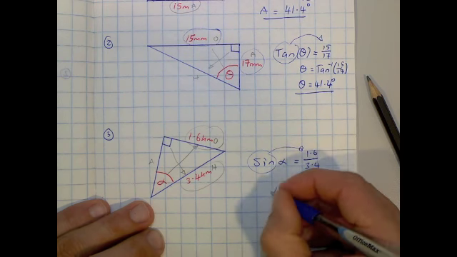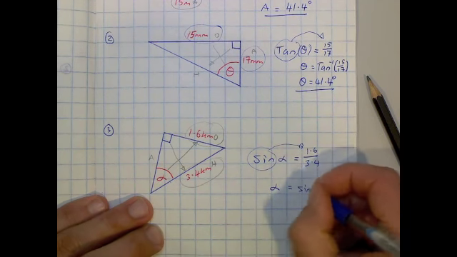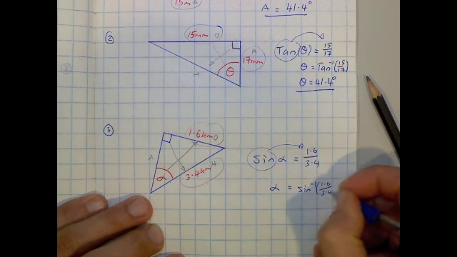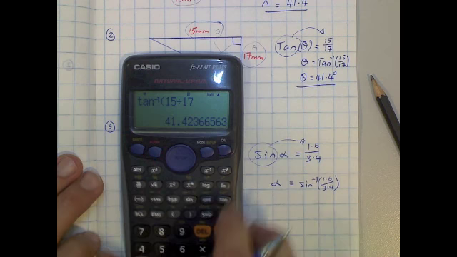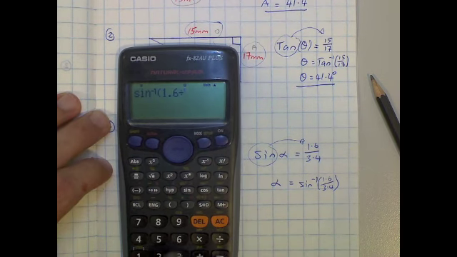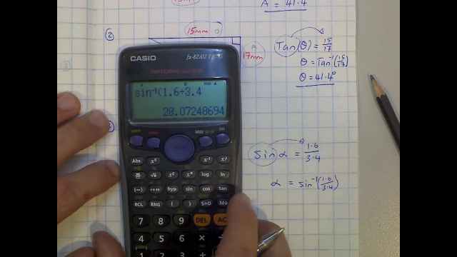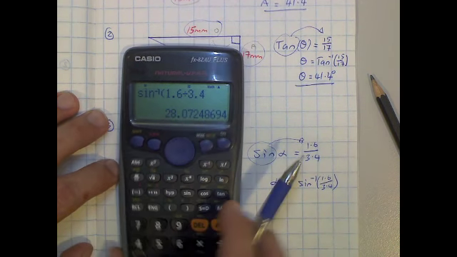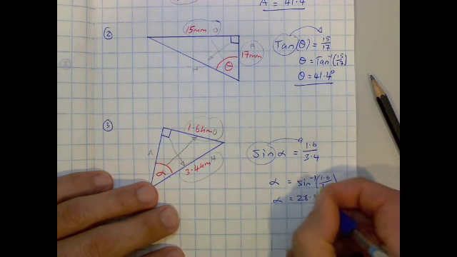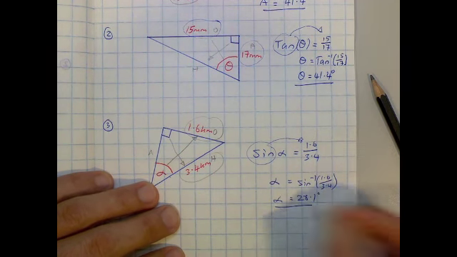Get rid of that sine. Remember, it goes sine negative 1 or sine inverse. And it's 1.6 divided by 3.4. I use my Casio: sine negative 1, 1.6 divided by 3.4. Sweet. 28. I got around that correctly to 28.1 degrees. Awesome as, man. Hope you enjoy.